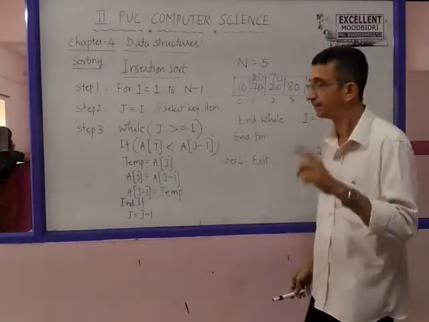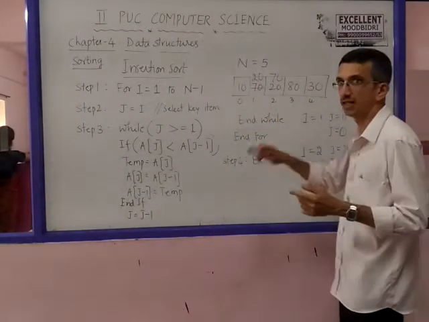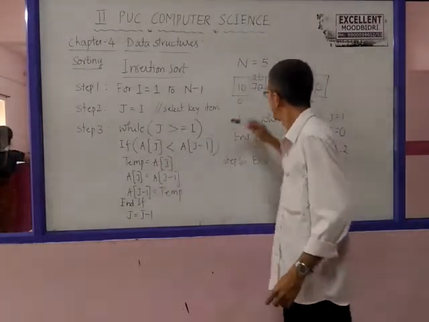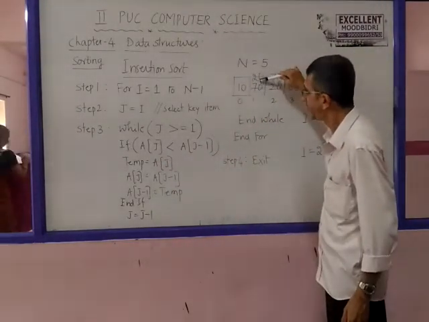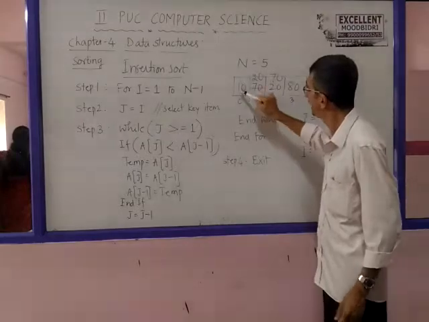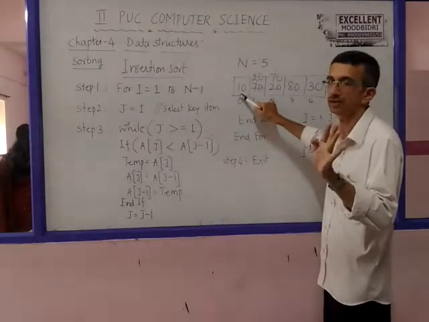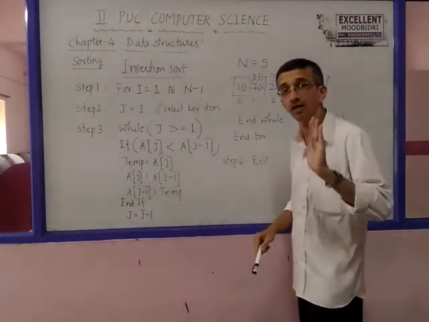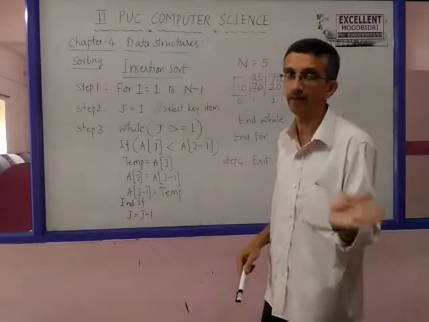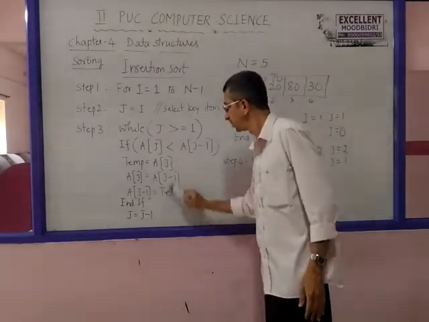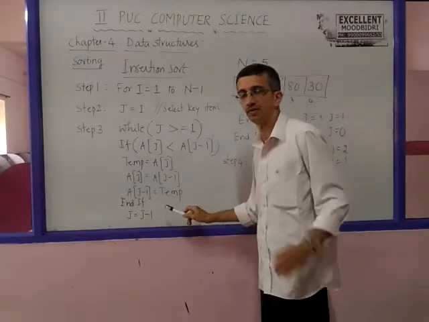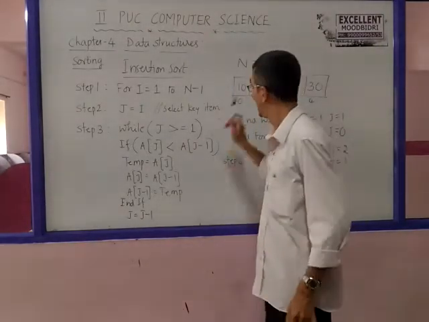J is 1 only. Just now j becomes 1. A of j, it is A of 1, 20. Is it less than its previous? 20 less than 10? False. 20 is more than 10. They are already in position, correct? So this is false. No need to interchange. So carefully go through the statements and the array items.